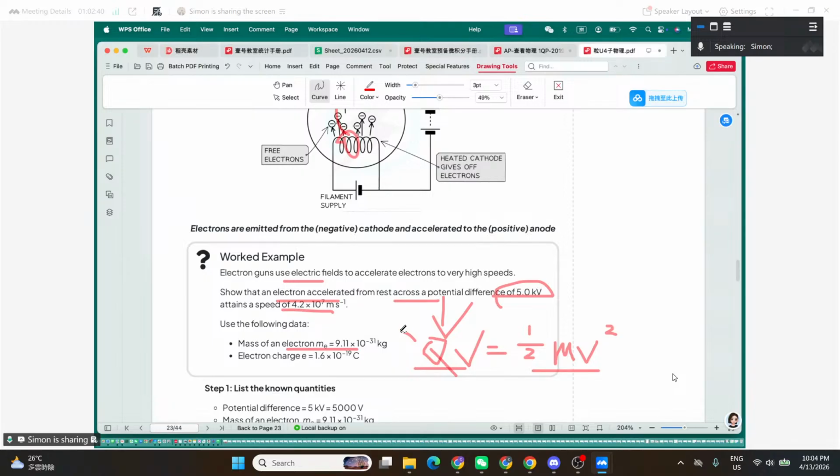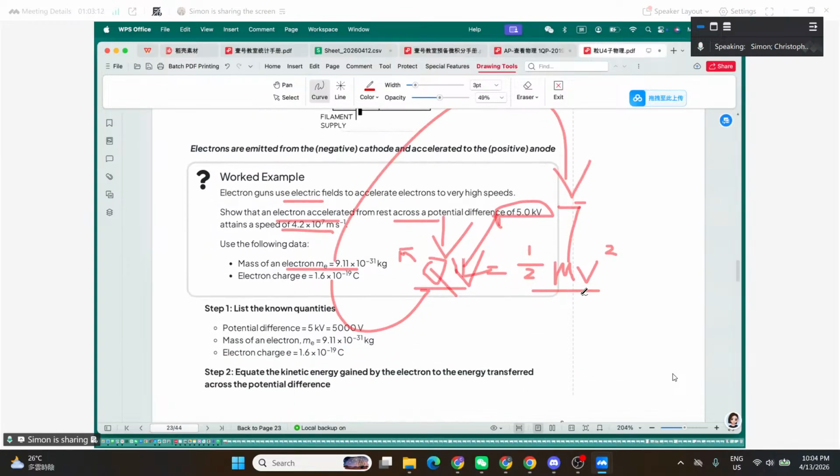Now we put the variables into the equation. The q is the charge, 1.6 times 10 to the negative 19. The V is 5,000. And the mass is 9.11 times 10 to the negative 31. No problem.